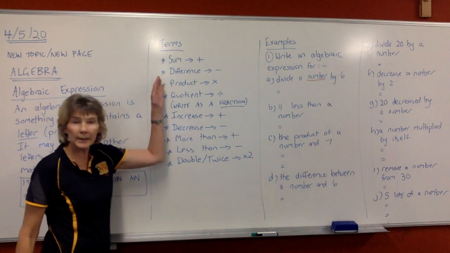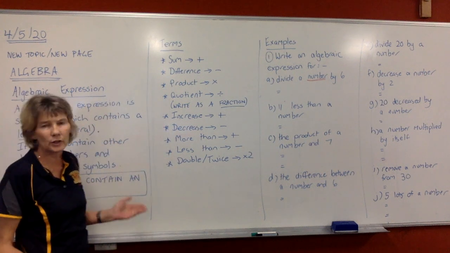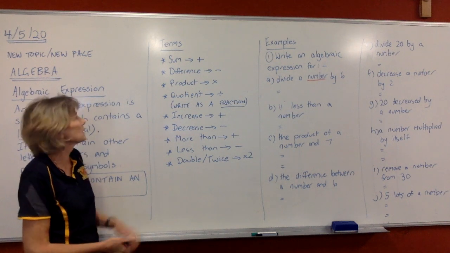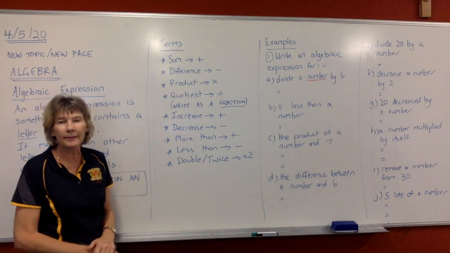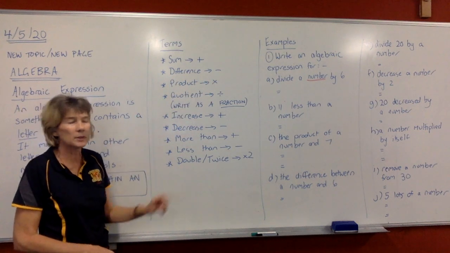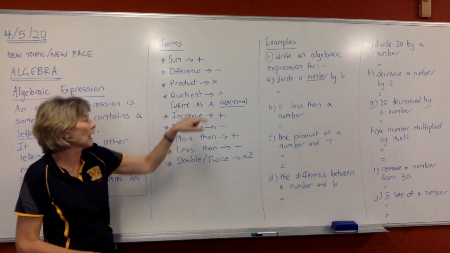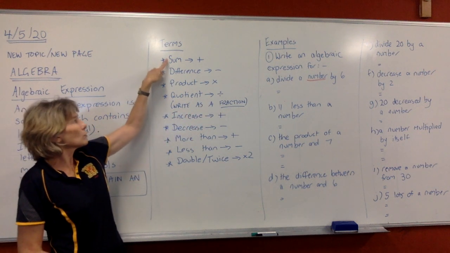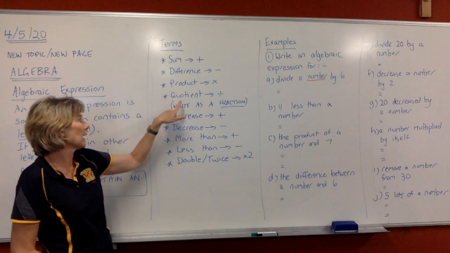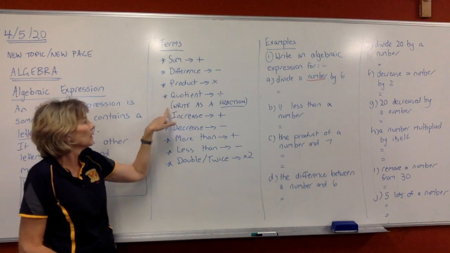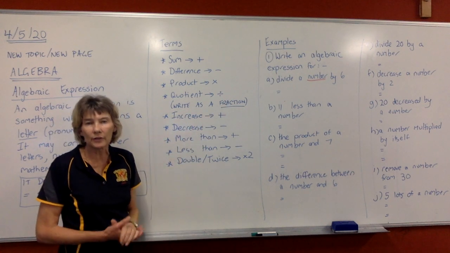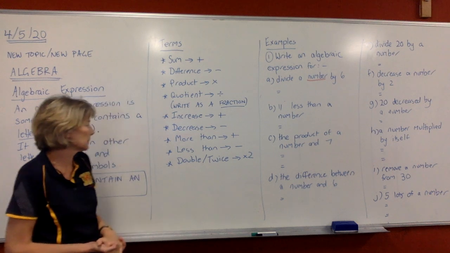Okay, so we need to know these terms and lots of other terms, but I could write a list that goes forever. These are the main ones. Sum means we add, difference means we minus, product means we times, and quotient means we divide. So these are the results of adding, the result of subtracting, the result of multiplying, and the result of dividing. When you do the quotient, when we're dividing, always remember that with divisions we write them as fractions.